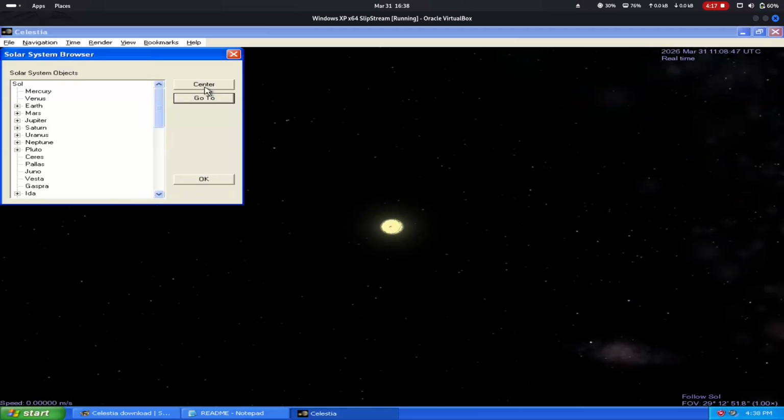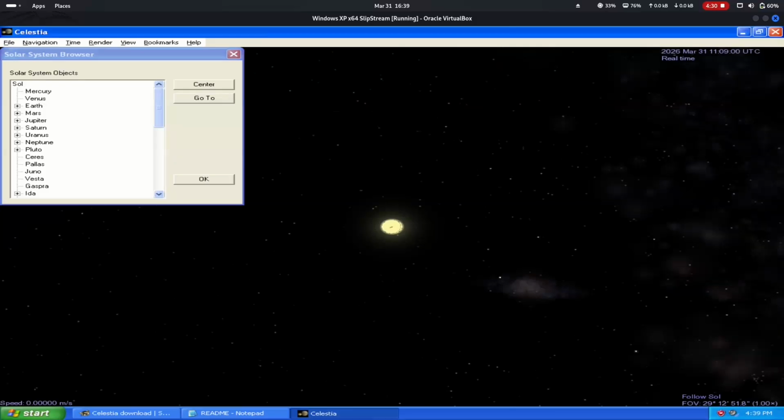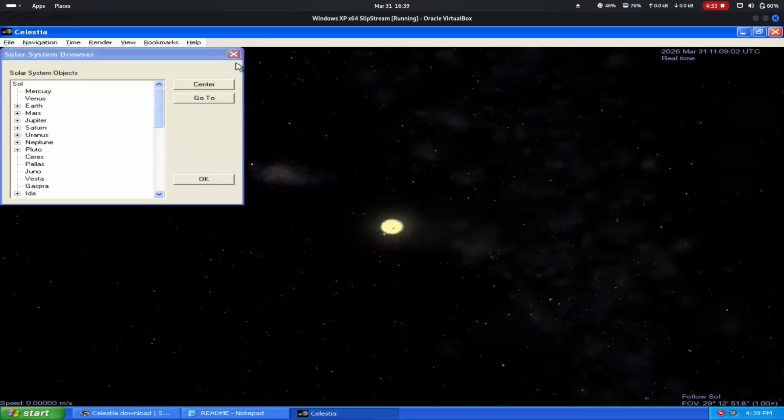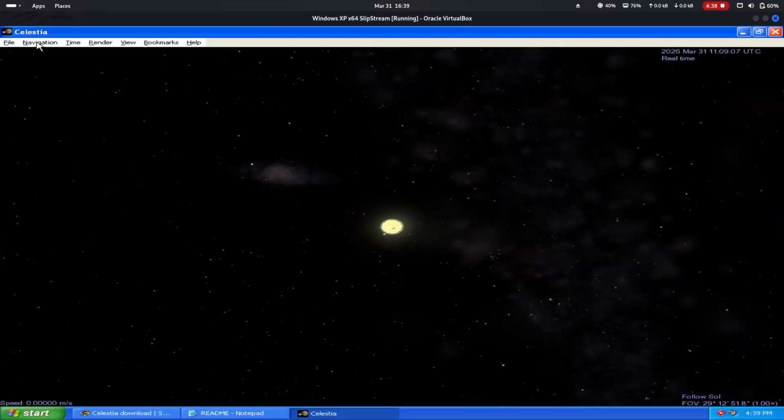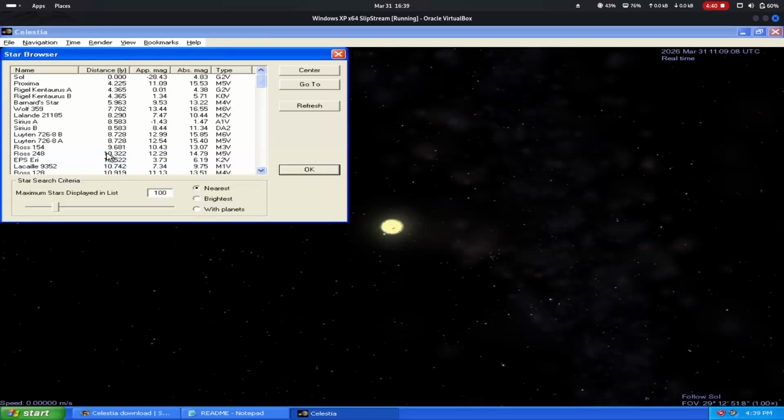I got contradicted here, but this is because of virtualization. You have some sort of compromises when you're virtualizing such software. You don't only have the option of exploring planets of the solar system here. You can go beyond the solar system by going to a different star system, right? In navigation you have the star browser, and look at that, just look at it in its glory. You can see there are different systems. You have Proxima, you have Sirius A, Sirius B, you have Ross. So yeah, it's the real deal.